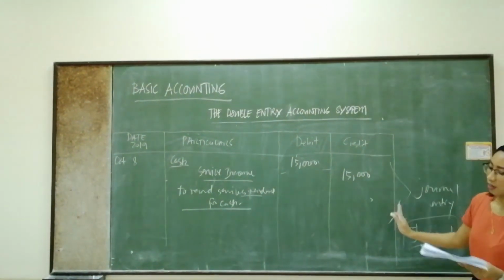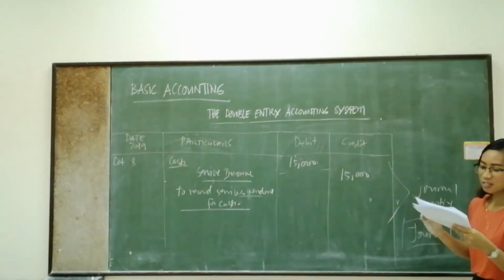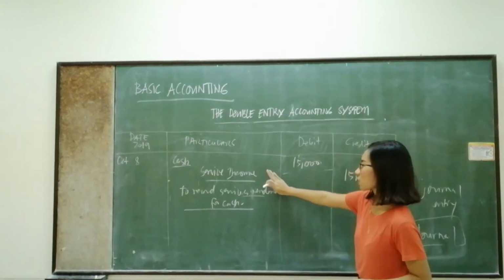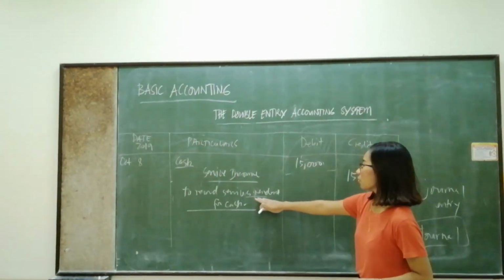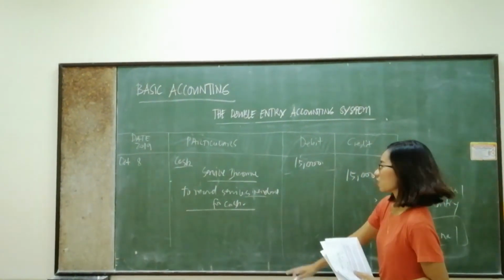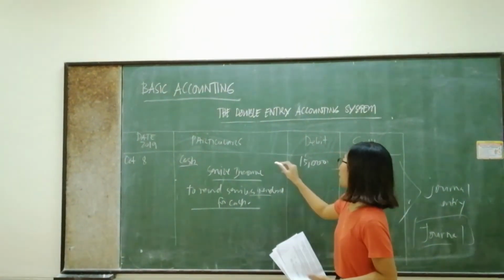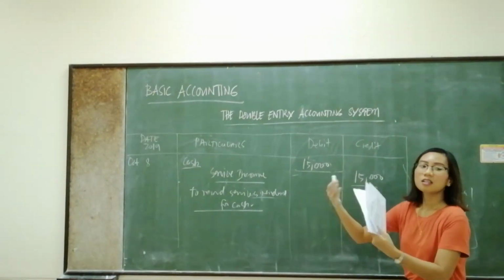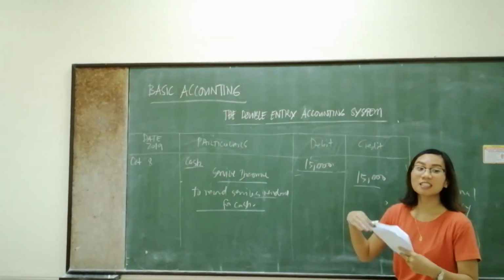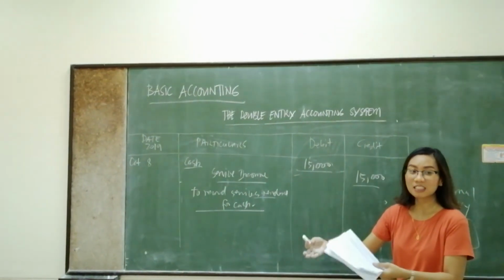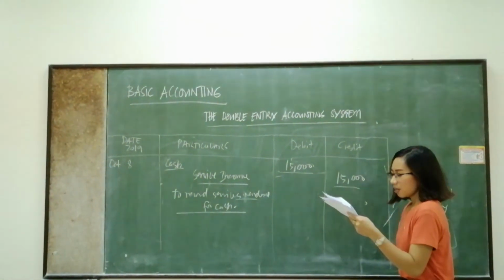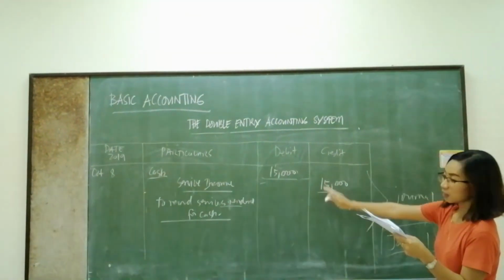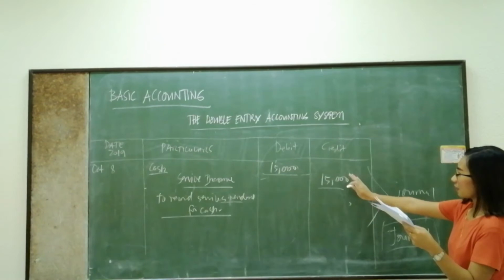So as mentioned earlier, every transaction has a twofold effect, right? Every transaction. Here is an example of a transaction. The rendering of service for cash. So the amount received is 15,000 for the services rendered, or for the services given, right? And notice the twofold effect in this example.